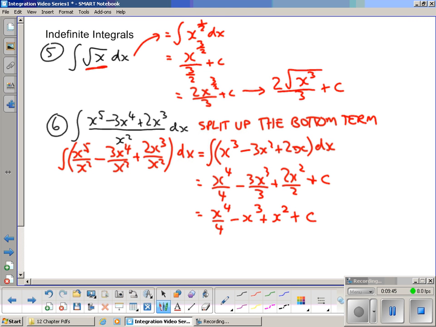So don't be fooled. It is possible to do a hard question like example 6, or it looks hard to begin with. Once you distribute that bottom x squared underneath each of the terms individually, once you cancel them through, you can get a term-by-term situation, and it's almost like you're answering a much simpler question by doing that.